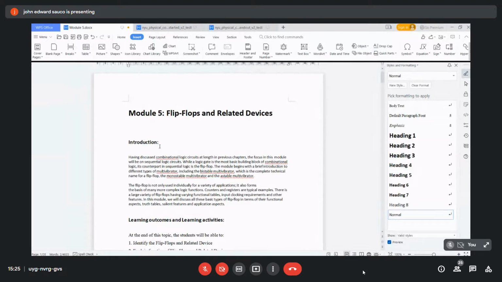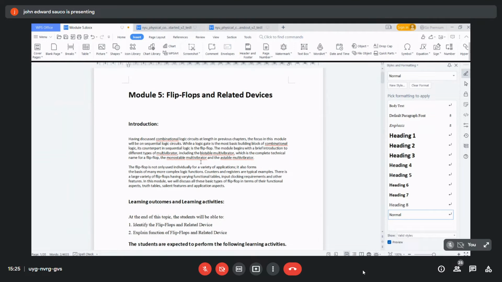So, sa module na to is bigyan ko ng brief introduction to different types of multivibrator. So, bistable, ito yung complete technical name for flip-flop. Okay, bistable. So, monostable, saka astable. So, yung flip-flop is not only used individually for variety of application. It also forms the basis of many more complex logic function. So, yung counter, saka yung register, yung sample natin sa flip-flops.